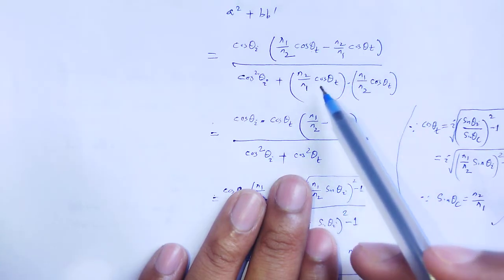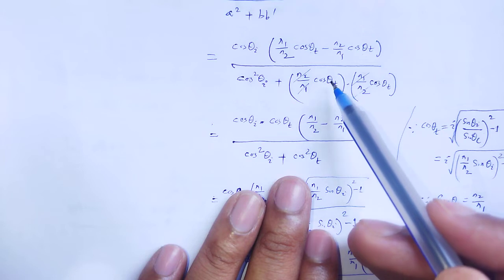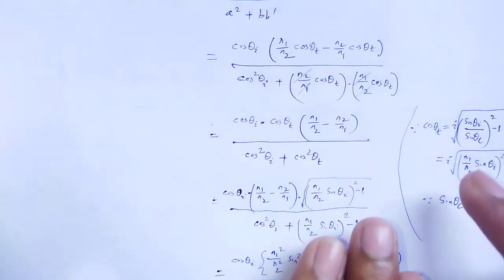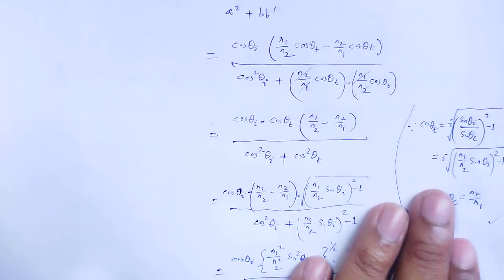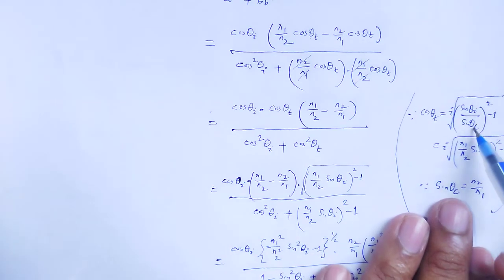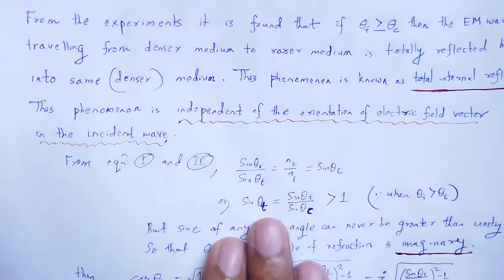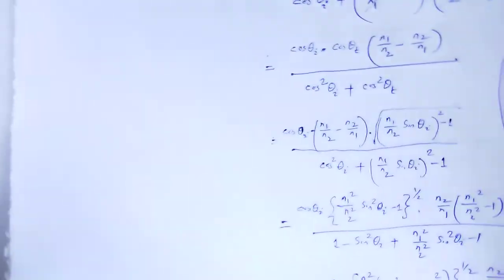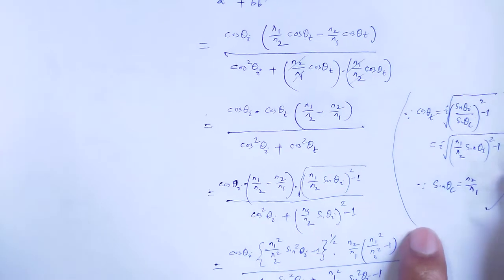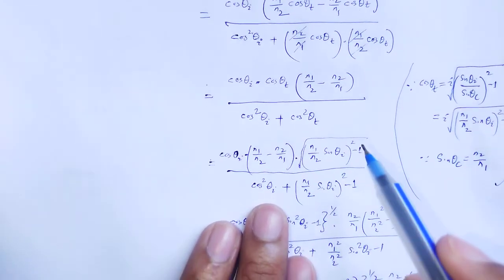Under simplification, n1 cancels out, n2 cancels out, n1 cancels out, n2 cancels out, leaving cos square theta t. As we say, cos theta t is imaginary, so in the under root term, in place of sin theta I divided by sin theta c, we can substitute n2 divided by n1. First we say that sin theta t is equal to sin theta I by sin theta c, so sin theta c is equal to n2 by n1. Therefore the under root term will be n1 by n2 sin theta I whole square minus 1. That one is used here.